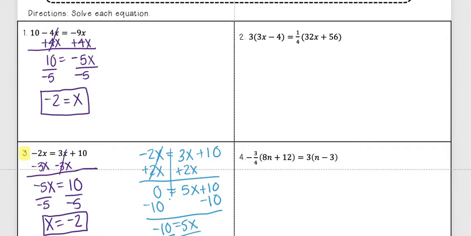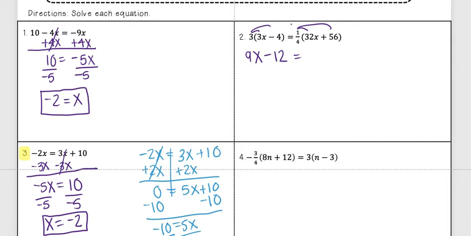Okay, now let's go to number 2. And this one's a little bit more complicated. So here I have parentheses on both sides, so that means I need to distribute. So 3 times 3x, I get 9x. 3 times 4, I get 12.